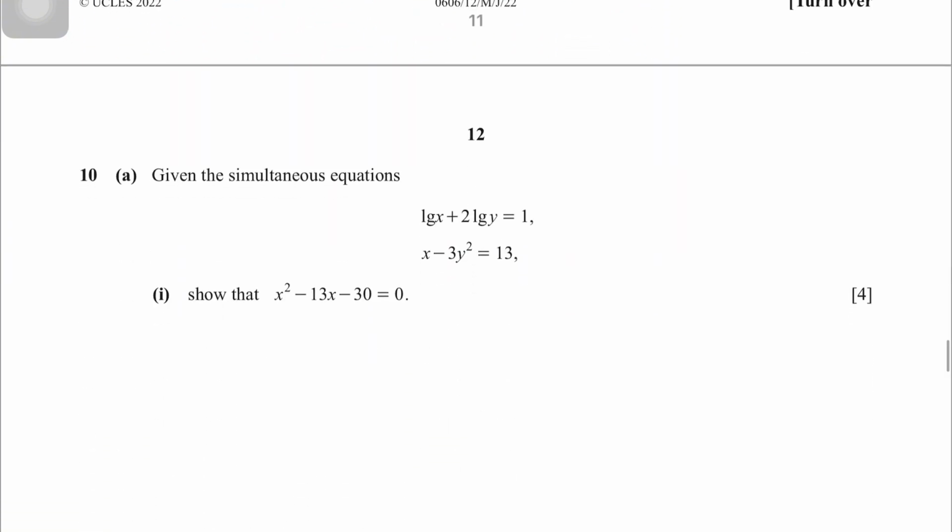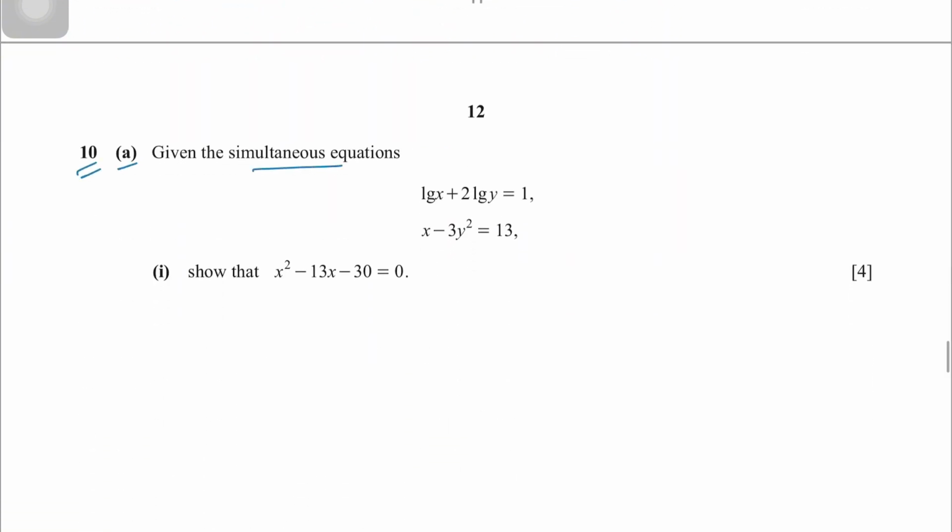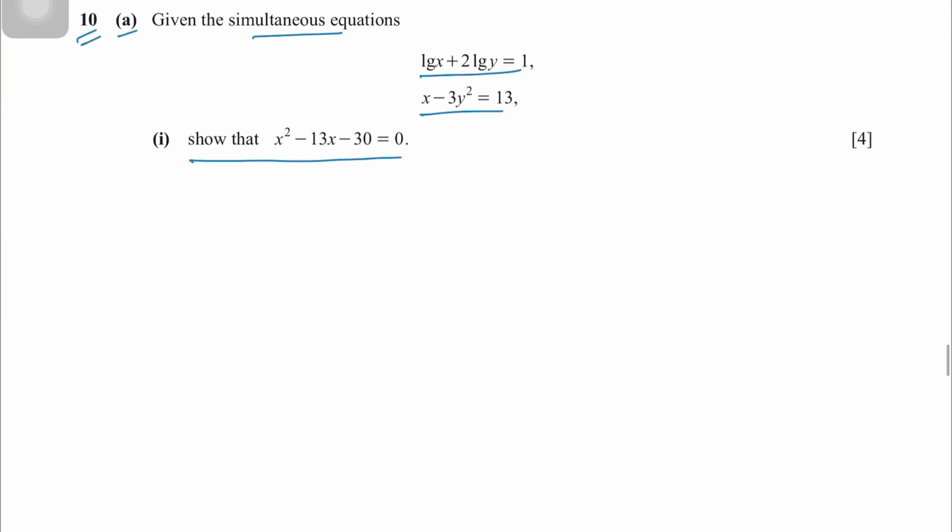Now moving on, we have our question 10, which is: given the simultaneous equations lg x plus 2 lg y equals 1, and x minus 3y squared equals 13, we need to show that x squared minus 13x minus 30 equals 0. Let's just solve this first. So this would be lg x plus lg y squared, and 1.